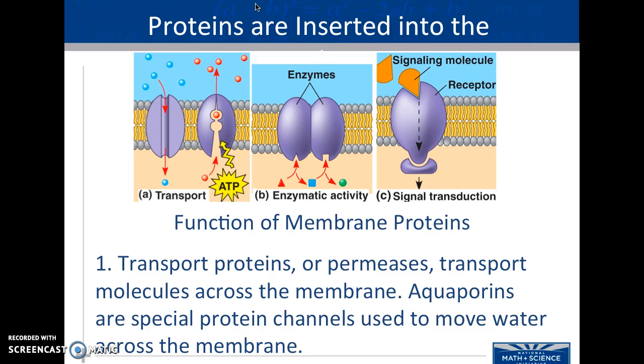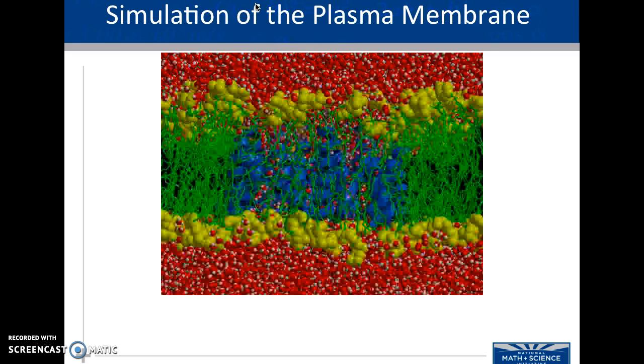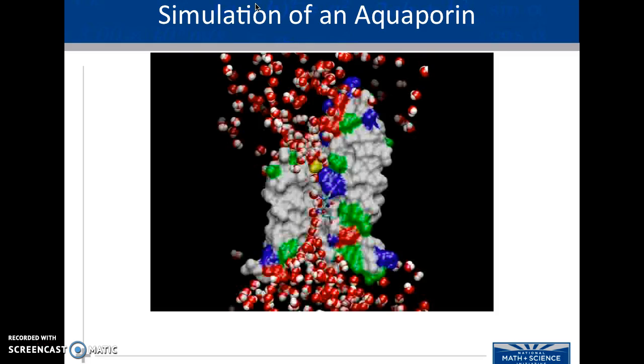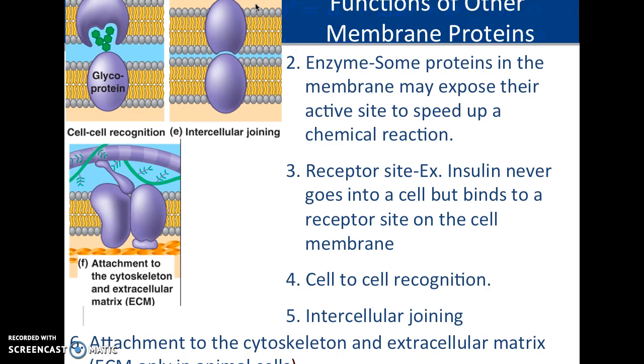The second type is your enzymes. They perform enzymatic activity. And then we have signaling molecules, which start the signal transduction pathway, which we've kind of looked at before. There are lots of simulations of this. I would highly recommend looking one up on YouTube. Just type in plasma membrane into YouTube, or the simulation of the aquaporin, which is how water moves through those transport proteins.